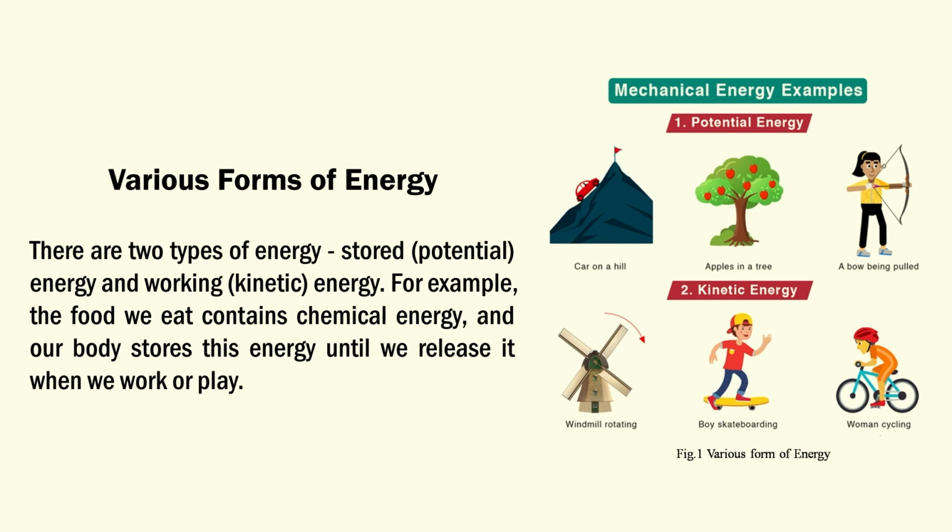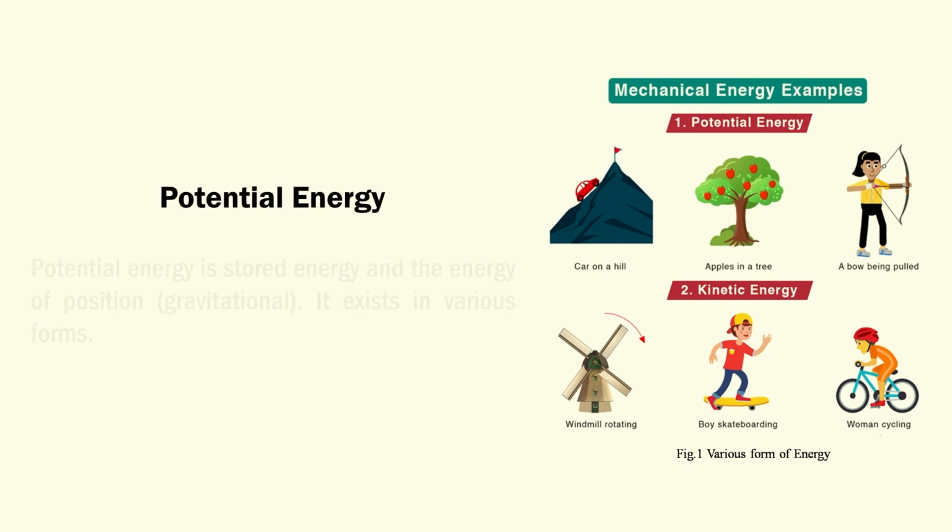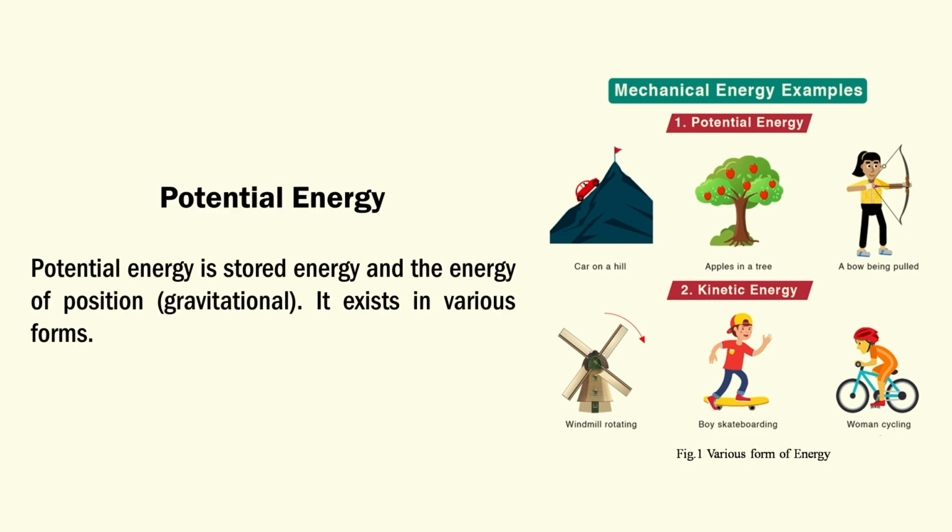For example, food we eat contains chemical energy. Our body stores this energy until we release it when we work or play. Potential energy is a stored energy, the energy of position. For example, gravitational energy. It exists in various forms: stored energy that depends upon the relative position of various parts of a system. A spring has more potential energy when it is compressed or stretched. A steel ball has more potential energy raised above the ground than it has after falling to the earth.